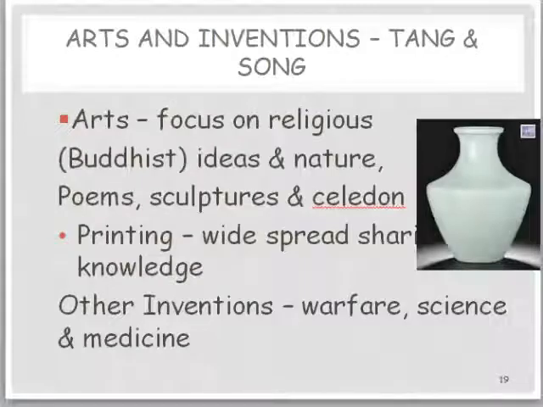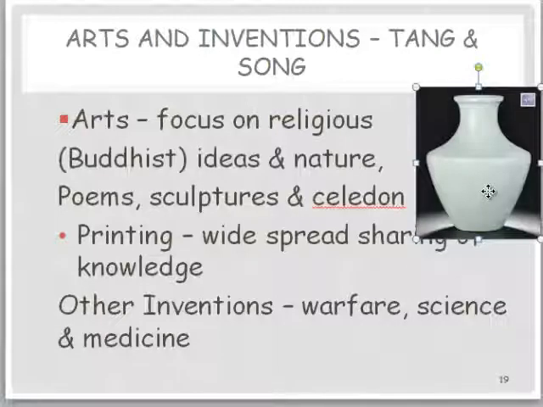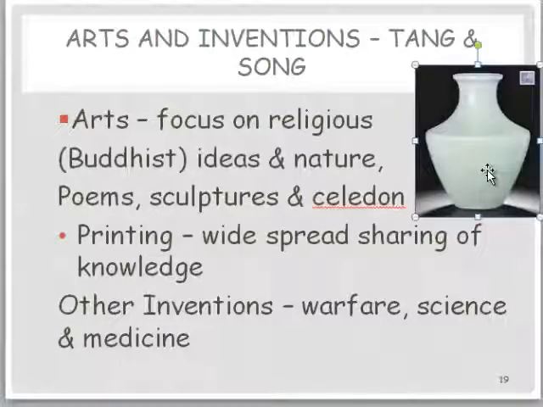Arts and inventions during this era are going to focus largely on religious, particularly Buddhist ideas, and nature. You're going to have a lot of poems that focus on these things too. Sculptures and celadon. Celadon is a glazing process for China. This is the kind of light green color you see over here. It's unique to China for a long time. Only the Chinese knew how to do it. Eventually the Chinese are going to share with the Koreans when they take over areas of Korea, so they're going to perfect this celadon technique. I just realized I covered up some of my typing.